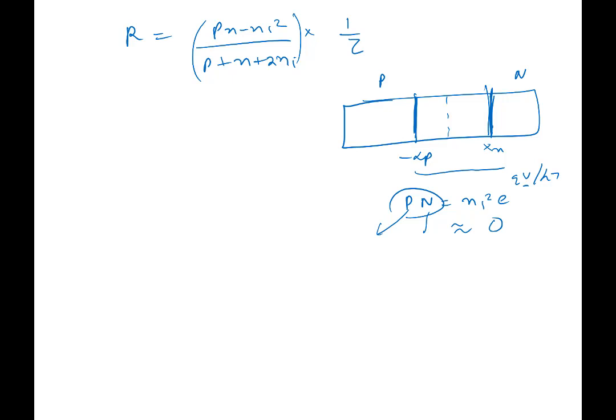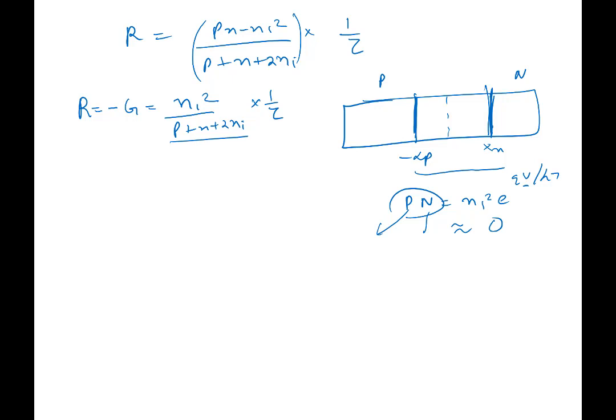Both P and N are negligible. Okay? If you were to draw, the first thing I can do is that R becomes equal to minus G, the generation rate, equal to Ni square over P plus N plus 2Ni over 1 over tau. Now you start plotting P and N inside the depletion.